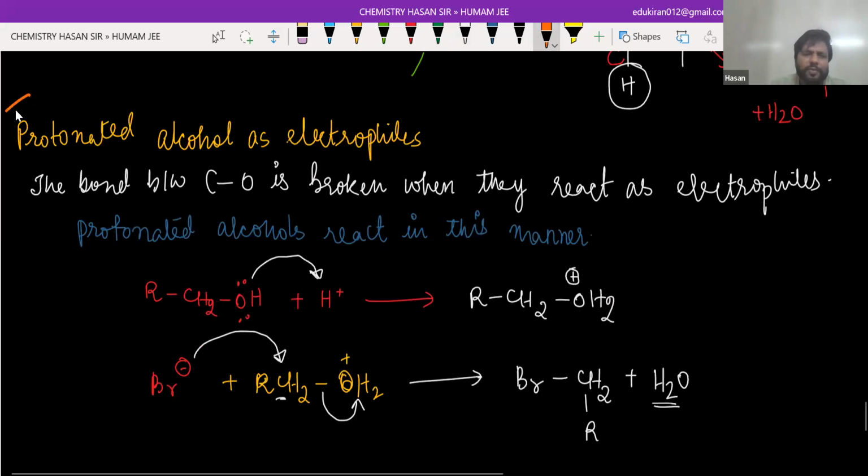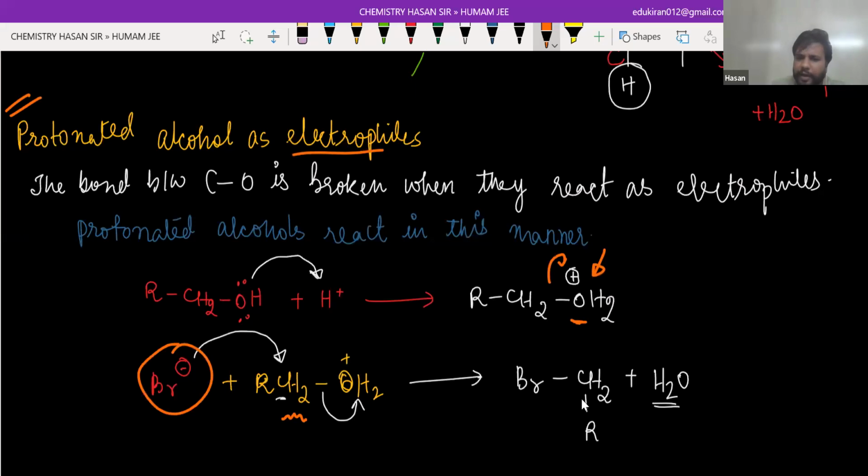So I think it's very simple. Protonated alcohol reacts as an electrophile. Protonated alcohol, after it becomes O positive, is unstable, so it will take electron from carbon. So carbon will now be the electrophile, and there is a nucleophile which will attack to satisfy this carbon.